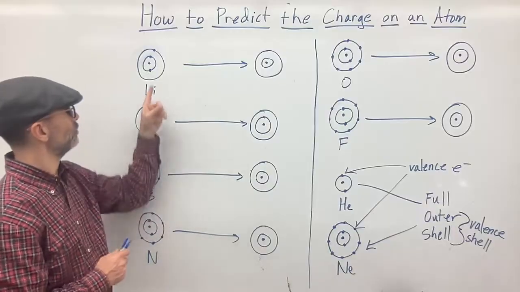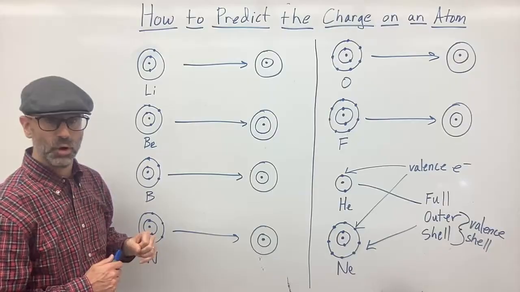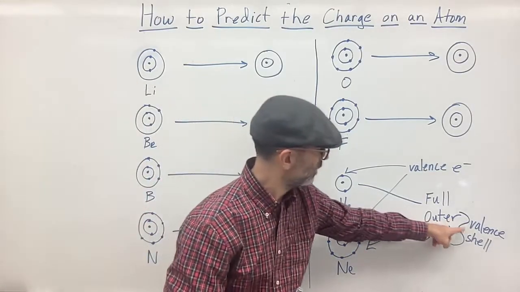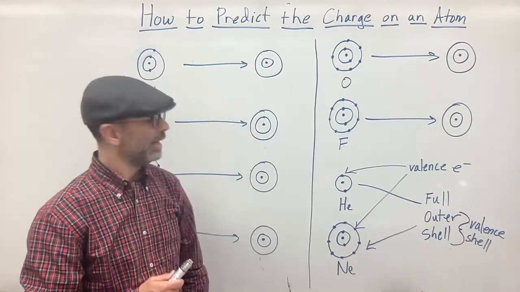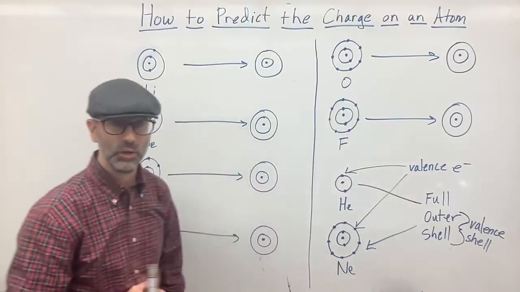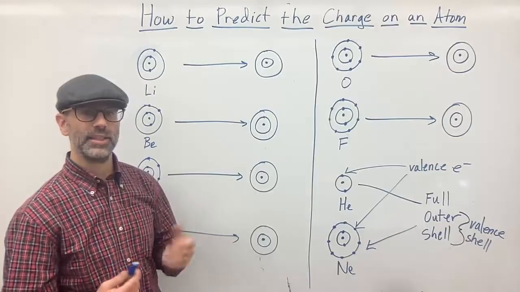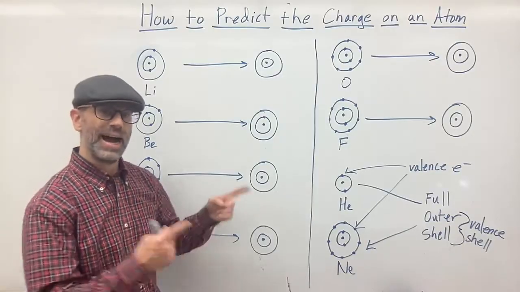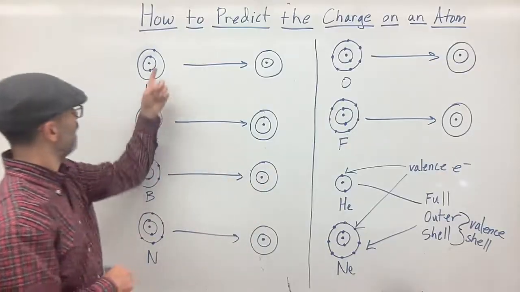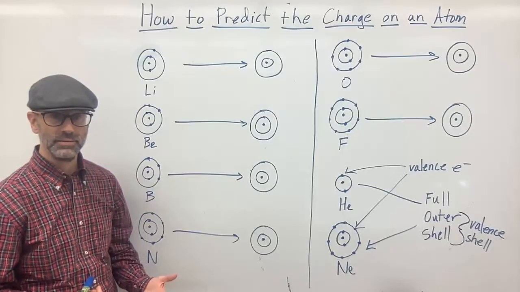And so you can ask yourself, okay, so lithium has one electron on its outermost shell. And by the way, we call this outermost shell the valence shell. And electrons on that shell are called valence electrons. So if I ever use the word valence electrons, you know what I'm talking about. Valence electrons are the electrons on the outermost shell, which is called the valence shell. So we have one electron on the valence shell, one valence electron.